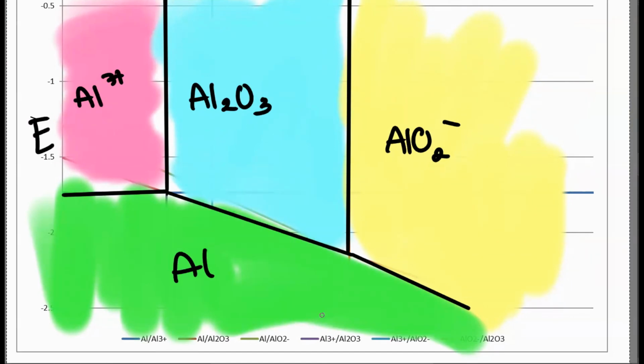This is E versus pH. From this diagram, we can see that aluminum ions, Al3+ ions, are more likely to be formed when your potential is high and your pH is low. AlO2 minus is more likely to be formed when the pH is high and the E is high. Al2O3, the oxide, is formed at intermediate pHs. And Al, the base metal, is more likely to be formed if your potential is low.